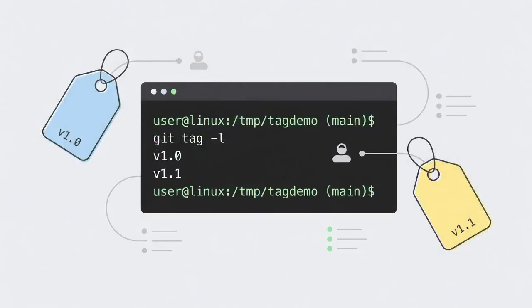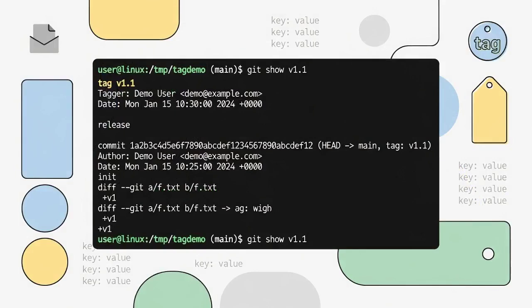Running git tag -l lists both tags, but at this stage they look identical, just two names pointing to the same commit. The real difference only becomes visible when you inspect them with git show, which we do next. Inspecting the annotated tag version 1.1 reveals a full tag object. The tag name, the tagger identity, the date, the tag message, and finally the commit it points to. This rich metadata is why annotated tags are recommended for public releases.